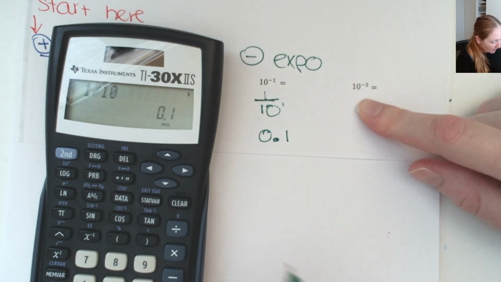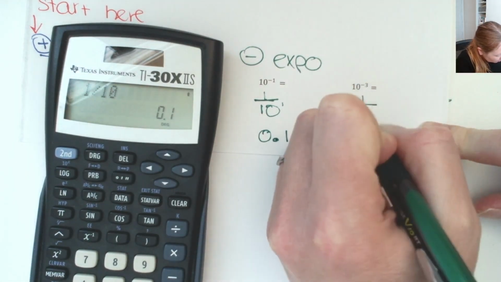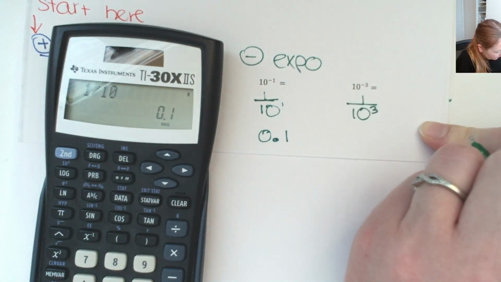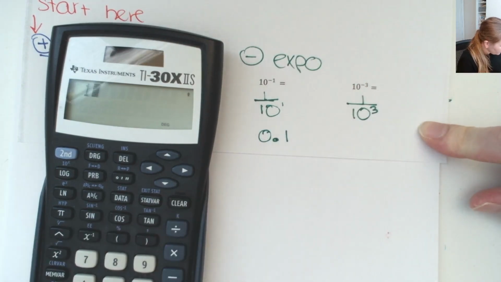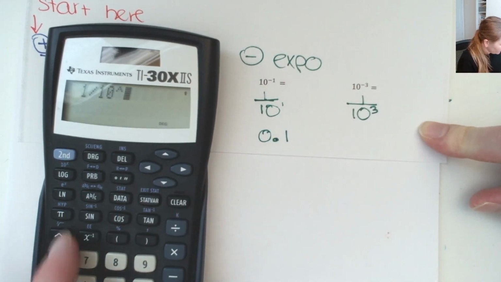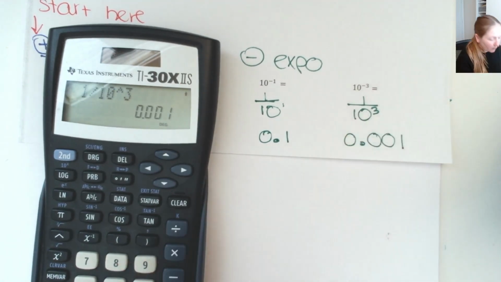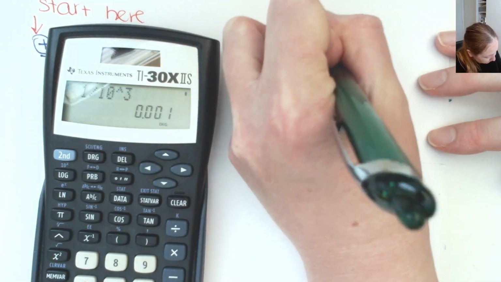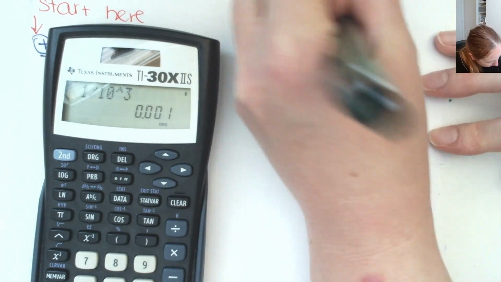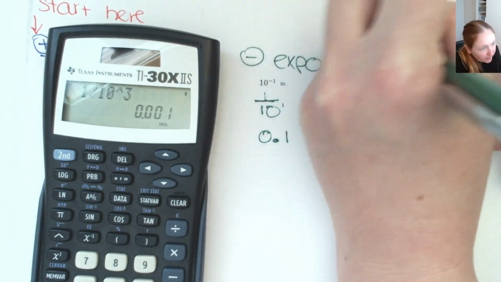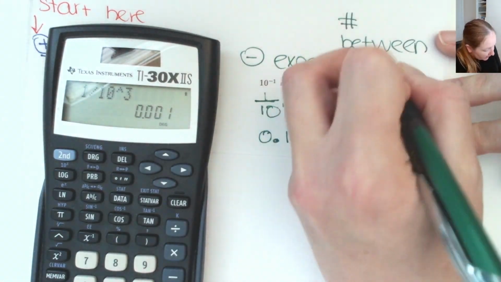And same thing here with this 10 to the negative 3, that's going to be 1 over 10 to the third. And if you calculate that, 1 divided by 10 caret 3, that's going to give you a decimal. So it's going to give you a number between 0 and 1. So a negative exponent is going to end up with a number between 0 and 1.